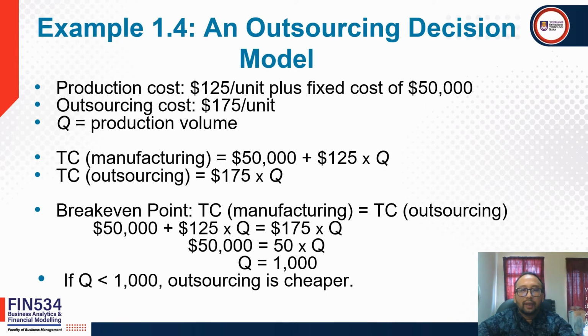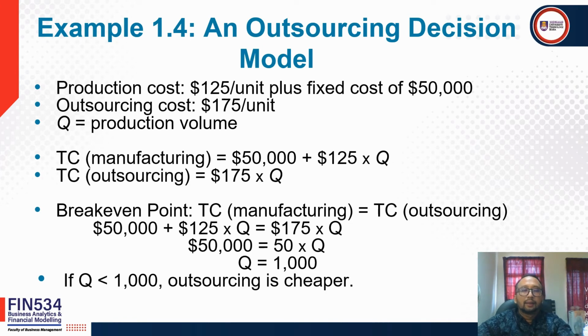Example 1.4, an outsourcing decision model. For example, production cost is $125 per unit plus a fixed cost of $50,000. Outsourcing cost is $175 per unit. Q is production volume and TC is total cost. The total cost of manufacturing is equal to 50,000 plus $125 multiplied by Q. TC for outsourcing is equal to $175 multiplied by Q. And then for the break-even point, the total cost of manufacturing is equal to the total cost of outsourcing.